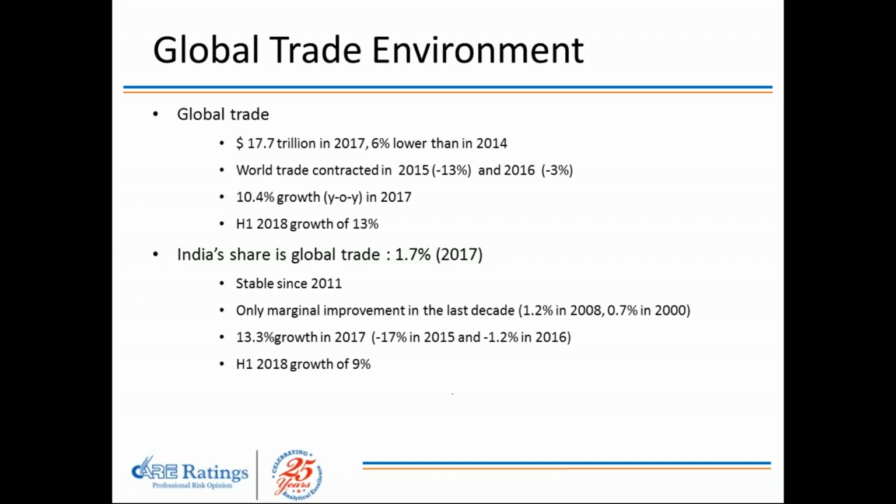There has been a revival in trade in 2017 and in the current year. Global trade grew by over 10% in 2017, and for the first half of this year, the growth has been 13%.